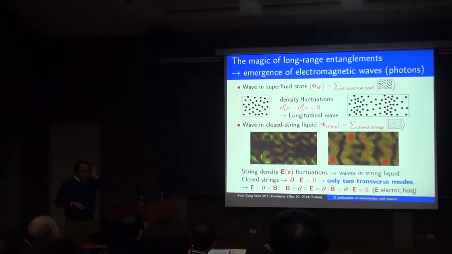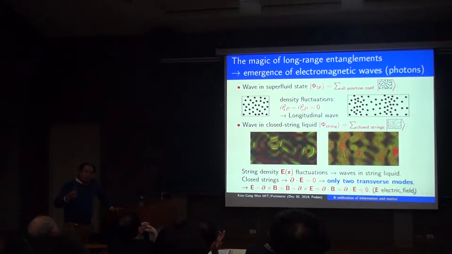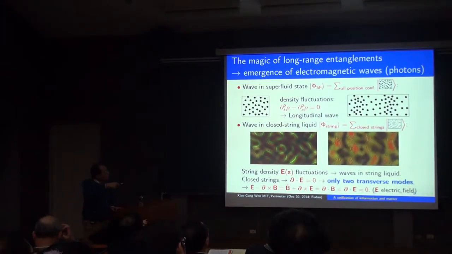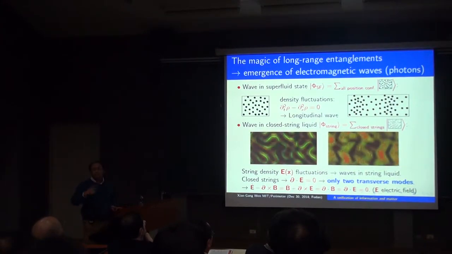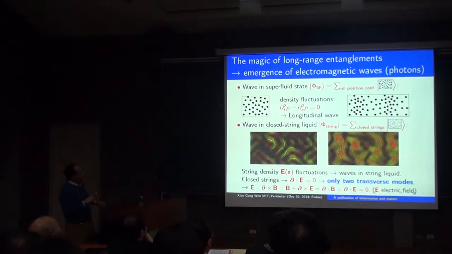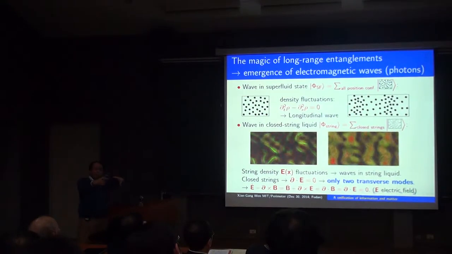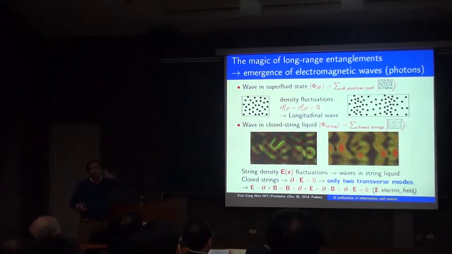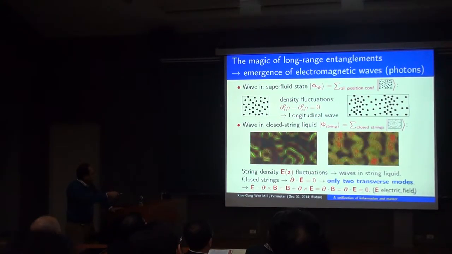However, the string density is not a scalar. The string density is a vector. Here I have to point out that the string liquid we consider has strings with an orientation. It's an oriented string liquid. I didn't draw the arrows because it's too hard to draw all those arrows, but those strings are oriented. So when you say some region has more strings, you have to say more strings in which direction. So the string density has a sense of direction. So actually it's a vector.